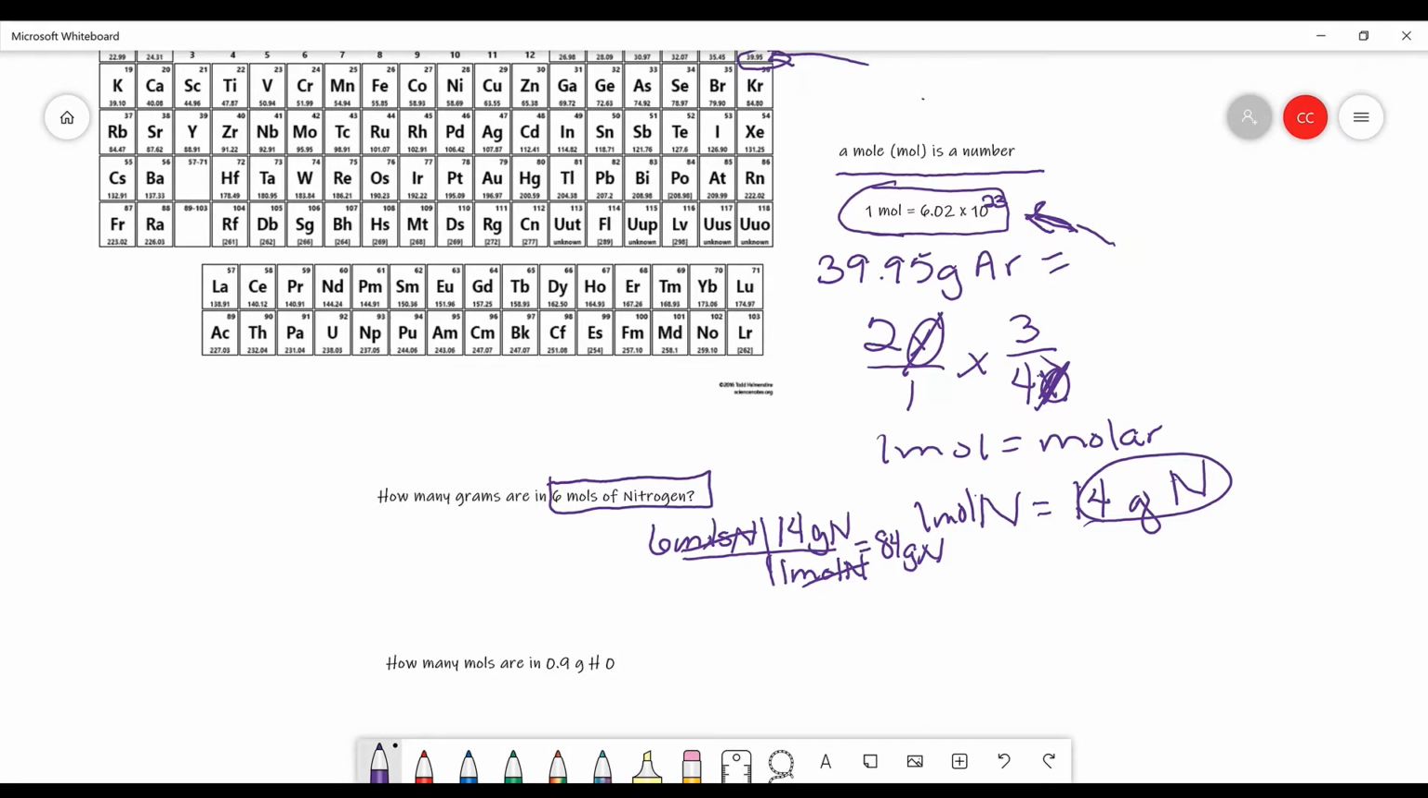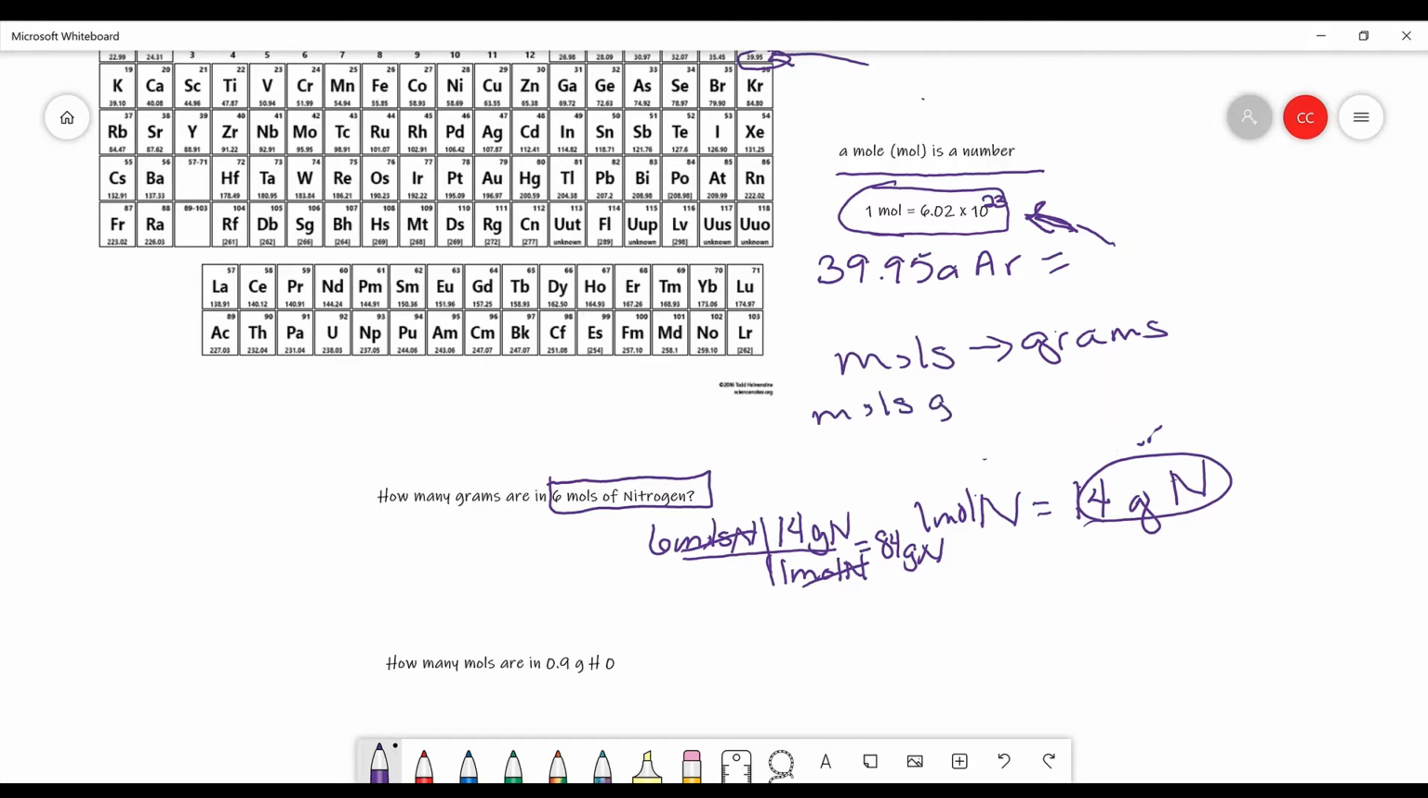So the equation going from moles to grams: moles given, divided by 1 mole, times the molar mass of the substance.